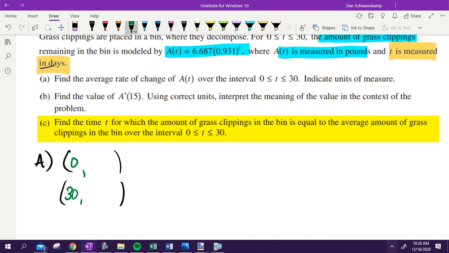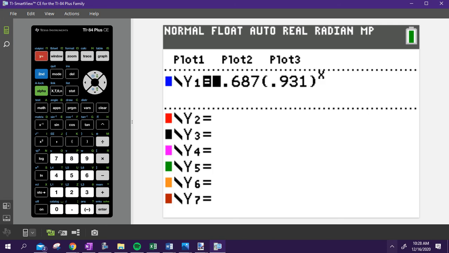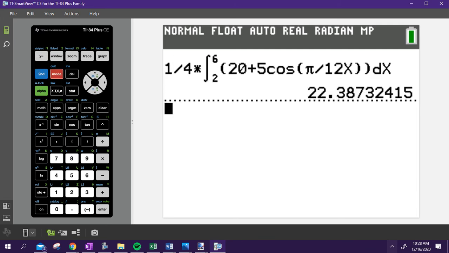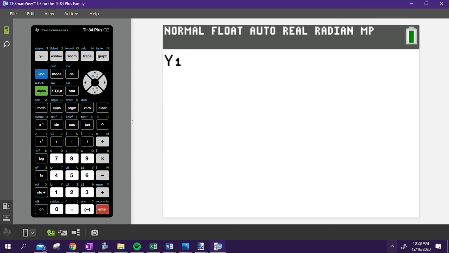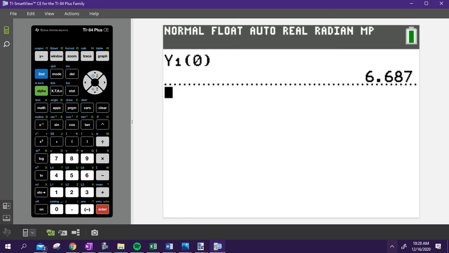To find the y values, I'm going to use my calculator. I hit y equals and typed in that function, 6.687 times 0.931 to the x. Then I'm going to cheat since I already have it typed in. I'm going to go alpha F4, Y1, and plug in 0. See what I get? 6.687.